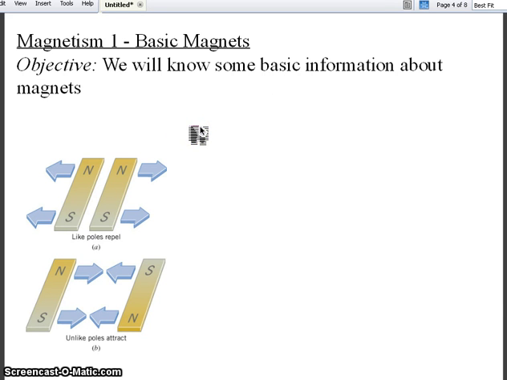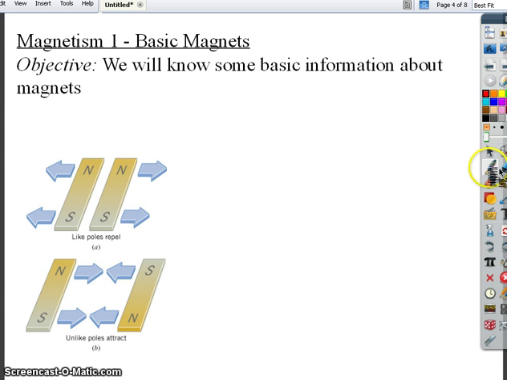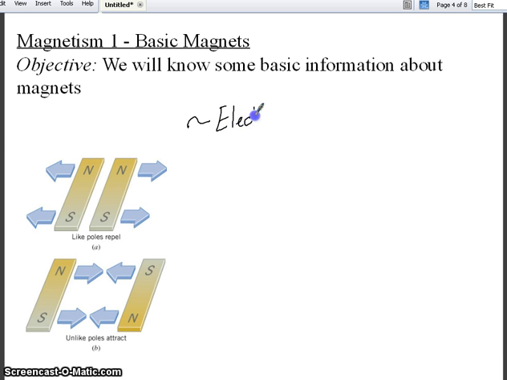Okay, so we're just going to cover the basics before we get into the heavier math and the more high-level stuff. First thing, very similar to electric fields, very similar to electricity, magnets follow the same basic rules. Like poles repel, unlike poles attract. If you put a south pole and a south pole together, they will push each other away. North and north will push each other away, but north and south will be attracted to each other. So likes repel, opposites attract. Same basic rules as electricity, not very difficult.